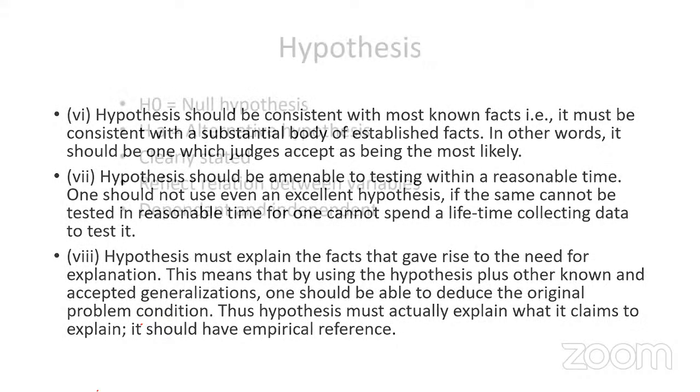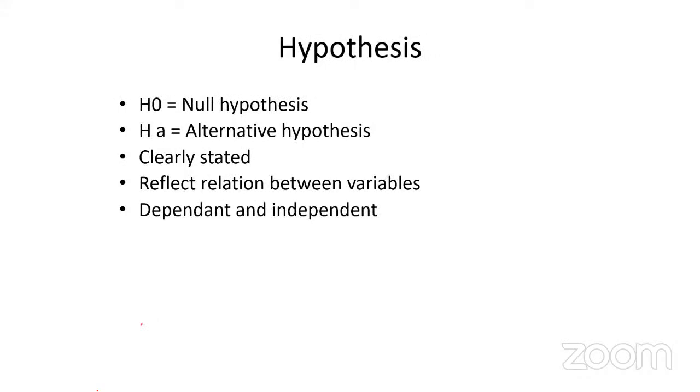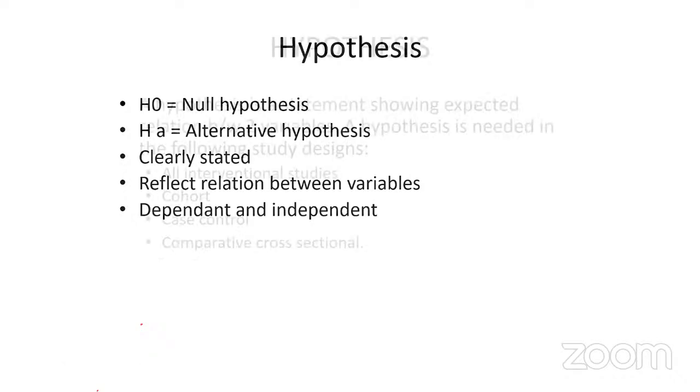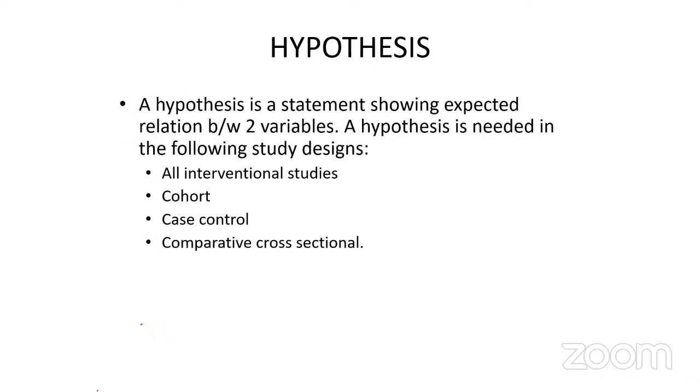So there are many factors. First, the actual thing is called the hypothesis of no difference. It's called the null hypothesis. And the hypothesis that we state as there is a difference is called the alternative hypothesis. A clearly stated hypothesis reflects the relation between the variables, dependent and independent. So we need to understand the two variables for this. First is the dependent variable and the independent variable. Independent is the one that does not depend on anything, and dependent is the one that depends on the independent. Based on what has an influence on what, we state the independent and dependent variable. If this is understood, that will help.